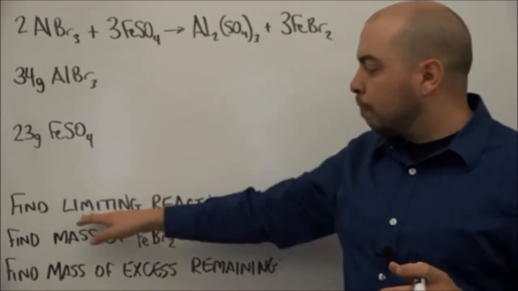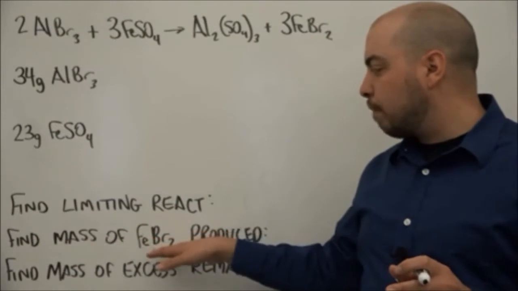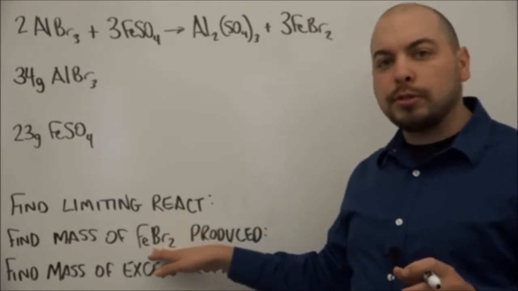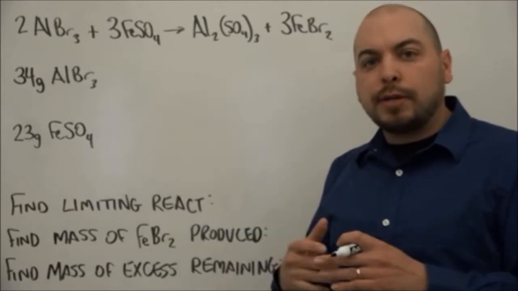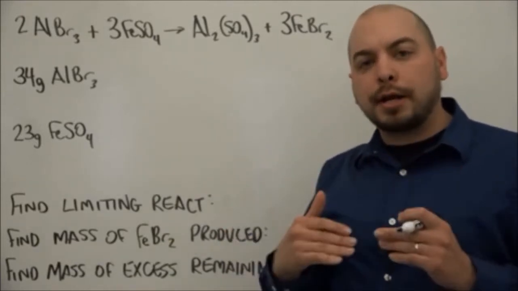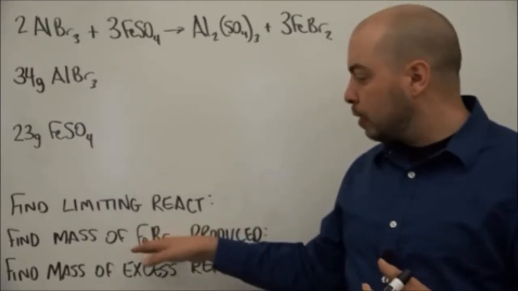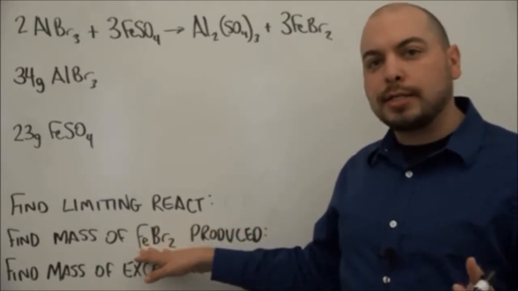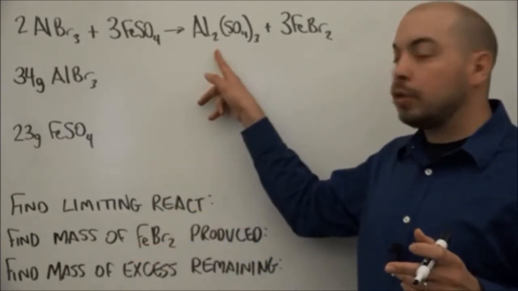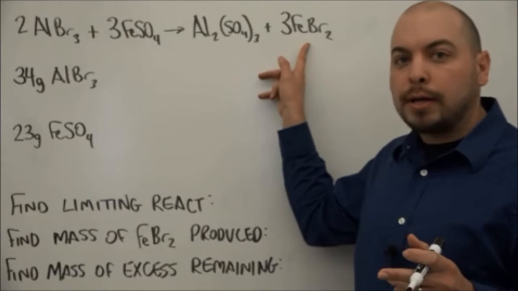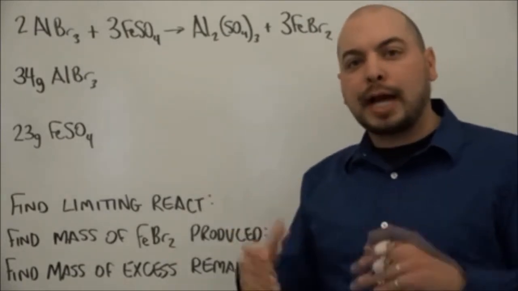Now, we first want to find the limiting reactant, but something to be aware of is that we're also looking to find the mass of iron bromide produced. Part of finding the limiting reactant, I told you, is figuring out how much product each reactant could produce. So why not already use the iron bromide? The reason is that we could have used the aluminum sulfate or the iron bromide, but we have to use the same product for each, so we're comparing apples to apples.